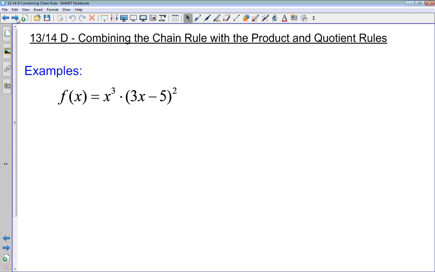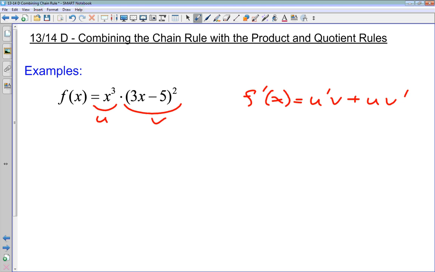Okay? Our first function here, f of x equals x cubed times 3x minus 5 all squared. If we've got these two things multiplied together, we know right away that we are going to have to use the product rule here. We've got one function right here, x cubed. We've got another function over here, 3x minus 5 all squared. So our product rule was we thought of this as u, and we thought of this as v, and we know that our derivative, f primed at x, is going to be u primed times v plus u v primed.